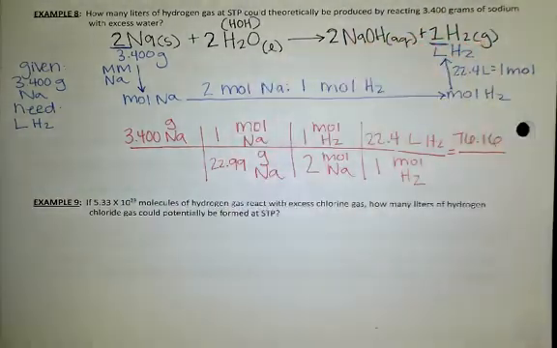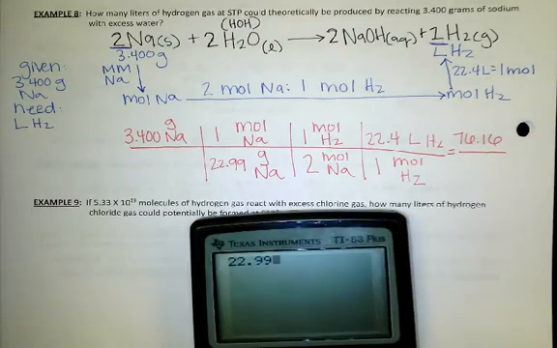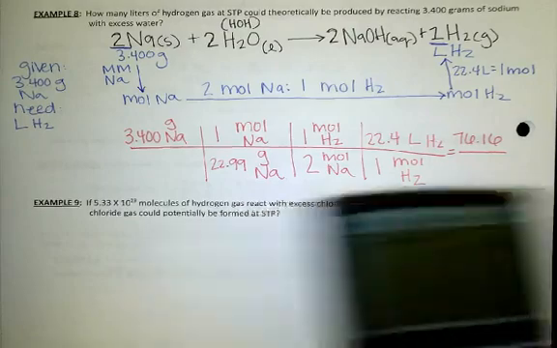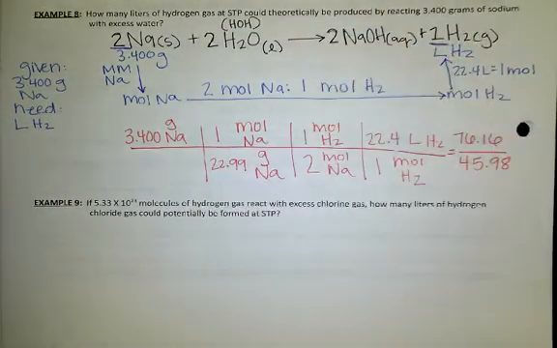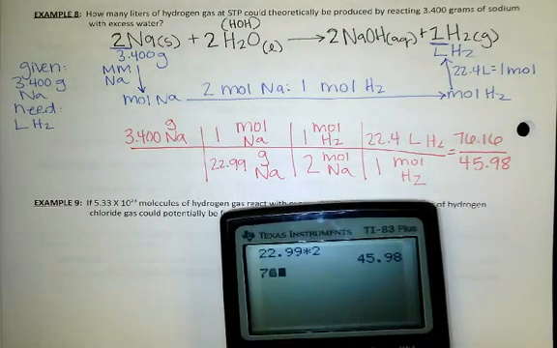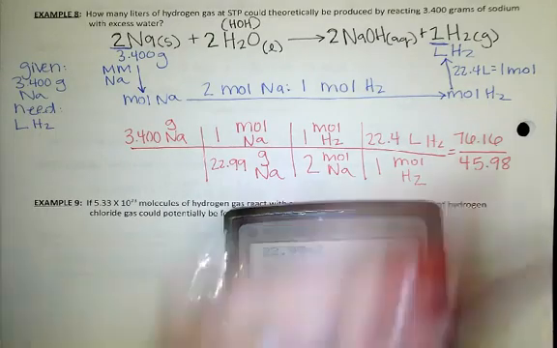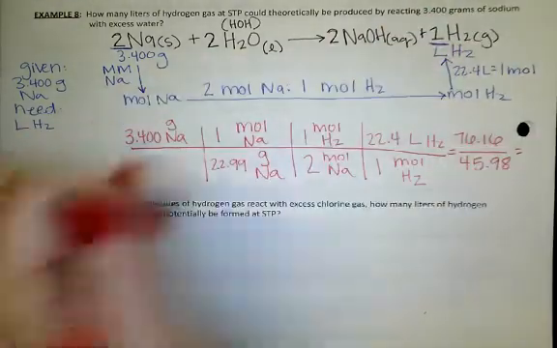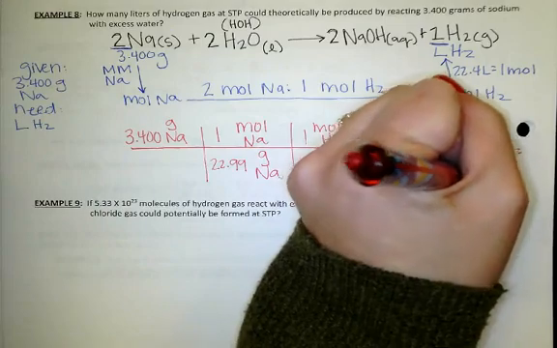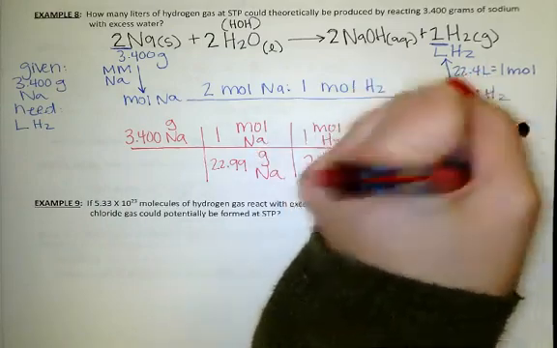Okay, and then we're going to do 22.99 times 2, so that gives me 45.98 on the bottom. And then we're going to divide 76.16 divided by 45.98, and that is going to give me, now we have 4 sig figs, so that's going to give me 1.656 liters of H2.